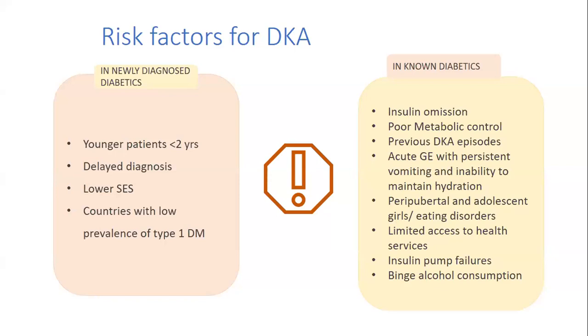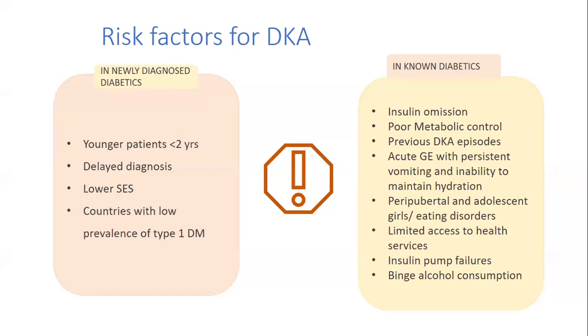Previous DKA episodes, patients who have acute GE with persistent vomiting and inability to maintain hydration, and also peripubertal and adolescent girls, because during adolescence, there's usually a surge in sex hormones and also growth hormone that usually puts these adolescents in a state of some degree of insulin insensitivity. And this is what triggers DKA. And also limited access to health services.